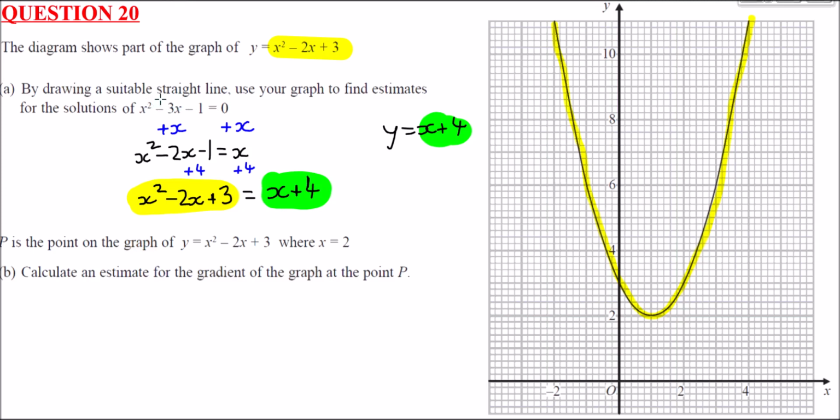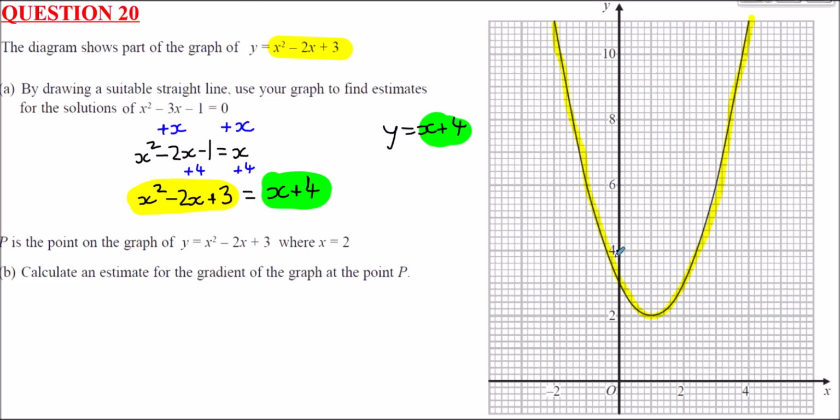Don't be thinking you can just do the quadratic formula on your calculator for this. You could, but it does say by drawing a suitable straight line. So you could check your accuracy after using the formula, that's fine. But for now we need to draw the straight line y equals x plus 4. So it's going to be a straight line. It's going to cut the y-axis intercept at 4 because of this 4 like so. So I can just mark off here like that.